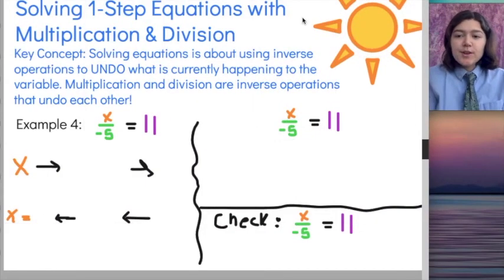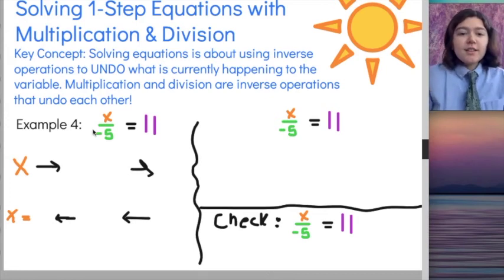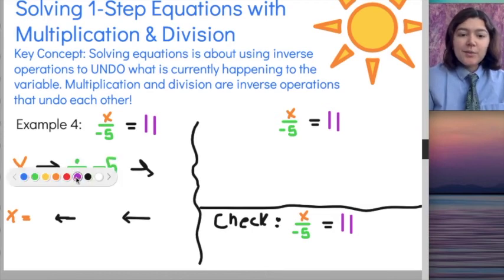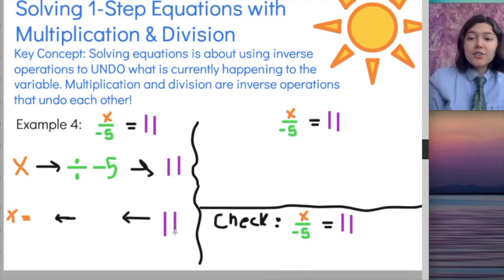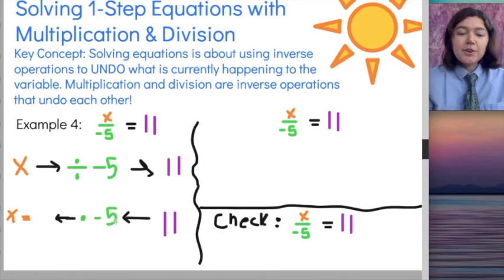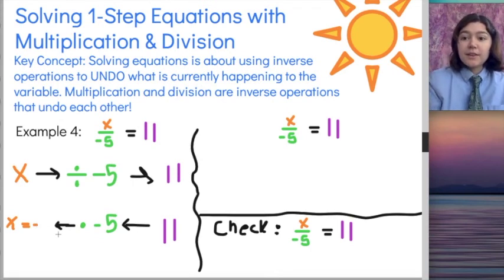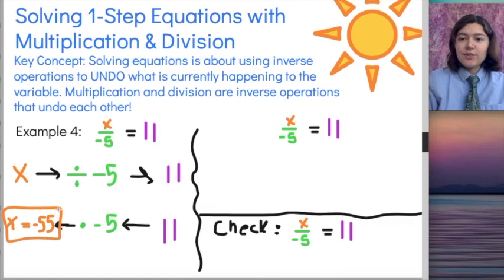So now we have example 4. x divided by negative 5 is equal to 11. And we need to solve to find x. So again, our fraction bar means division here. So we are told that x is getting divided by negative 5. And when we take x and we divide by negative 5, we get 11. Okay, so we want to ask ourselves, how do you undo division? How do you undo dividing by negative 5? Multiplying by negative 5. So we take 11, and then we're going to multiply by negative 5. So we know this is going to be negative, and then we just figure out what is 5 times 11. 5 times 11 is 55. So our solution is x equals negative 55.